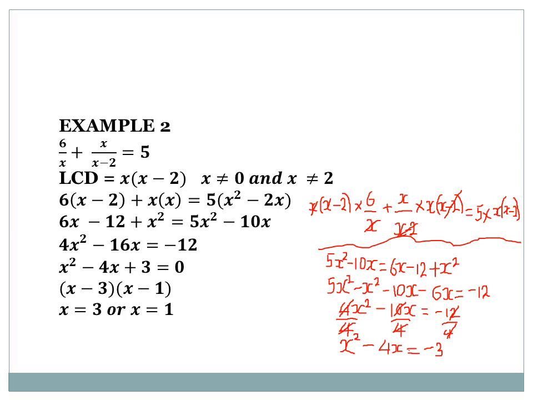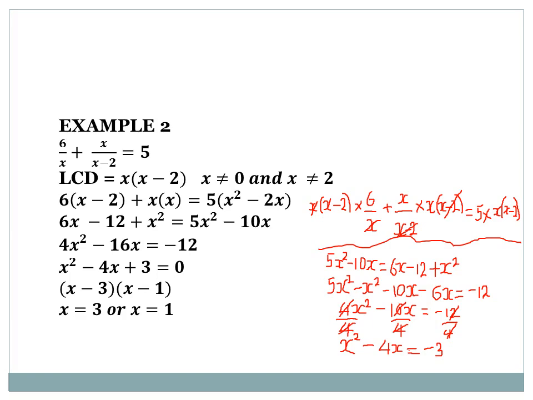6 divided by x is going to multiply x in a bracket x minus 2. So now x will cancel x. We will be left with x minus 2. Now we go to x divided by x minus 2, multiplying x in a bracket x minus 2. So x minus 2 will cancel x minus 2. What will be left? X. Hence we have x in a bracket x.